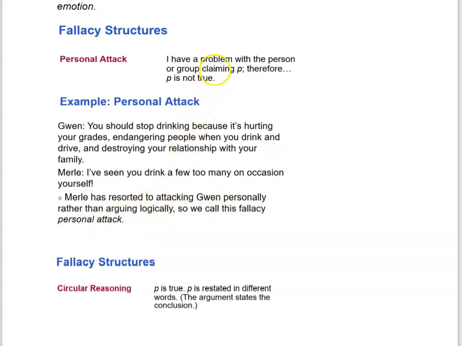So I have a problem with the person or group claiming P. So Merle really doesn't like Gwen. So therefore, he's got a problem with Gwen. So therefore, he says, whatever she's saying, it's just not true. And to be honest with you, that happens a lot. If we don't like somebody, then we just have strong reactions to whatever they say, and we just, well, that's coming from so and so, so it must not be true.